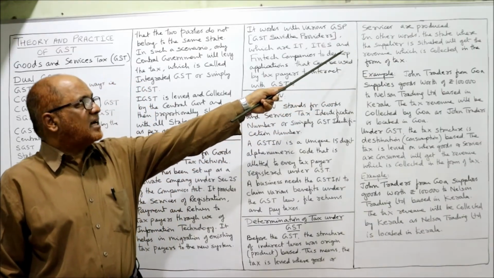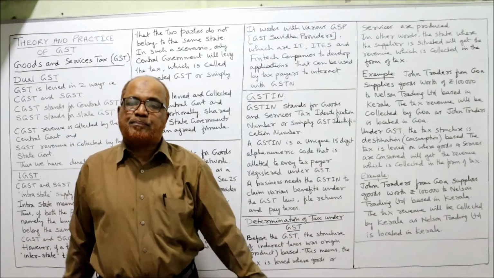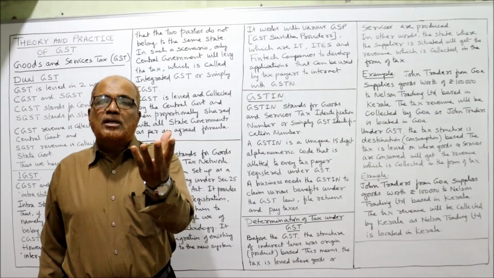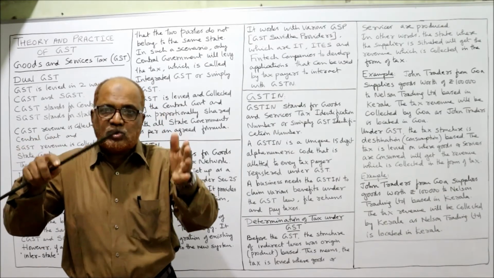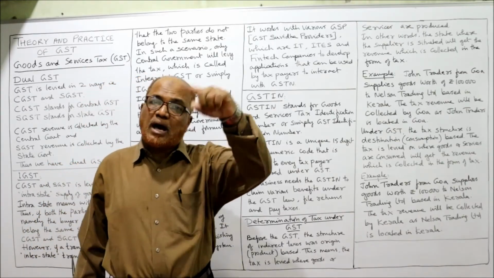In other words, the state where the supplier is situated will get the revenue which is collected in the form of tax. Whichever state the goods are produced in, that government collects the tax because the goods are produced in that state. That was the system earlier.